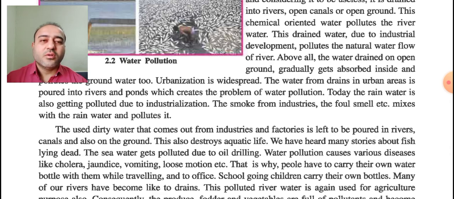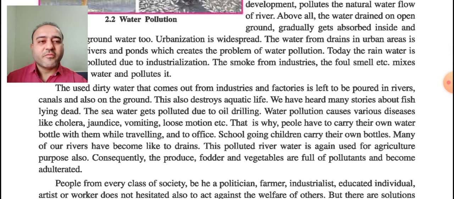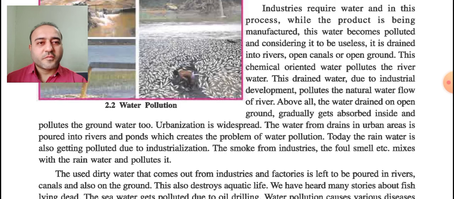How? So we all know that the smoke from the industries, right, different chemicals are used in different chemical industries, so all these things mix with the rainwater and pollute the rainwater also. Further, the used dirty water that comes out from industries and factories is left to be poured in rivers, canals, and also on the ground. This also destroys aquatic life. So, that we have already discussed. We have heard many stories about fish lying dead. Here in the picture, you can see lots of fish, they have died and they are floating on the water.